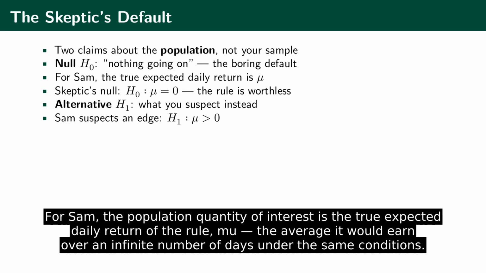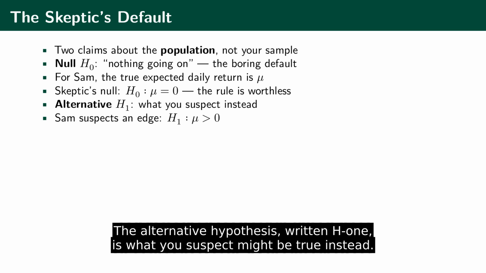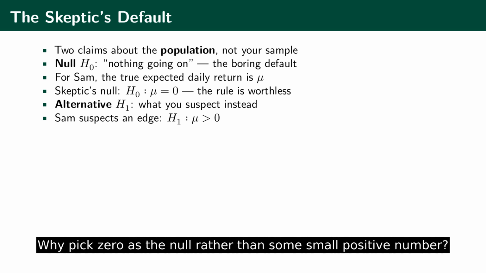For Sam, the population quantity of interest is the true expected daily return of the rule, mu, the average it would earn over an infinite number of days under the same conditions. The skeptic says the rule has no edge. H0 says mu equals 0. The alternative hypothesis, written H1, is what you suspect might be true instead. Sam suspects the rule makes money, so H1 says mu is greater than 0.